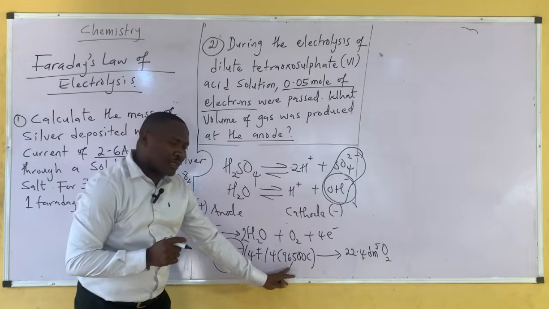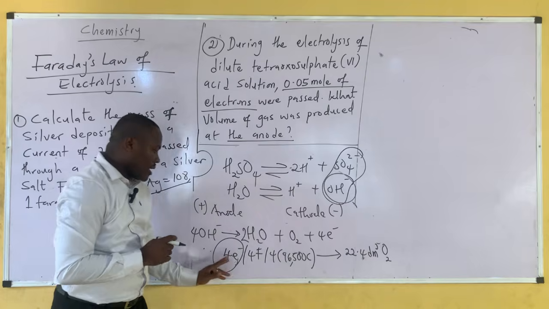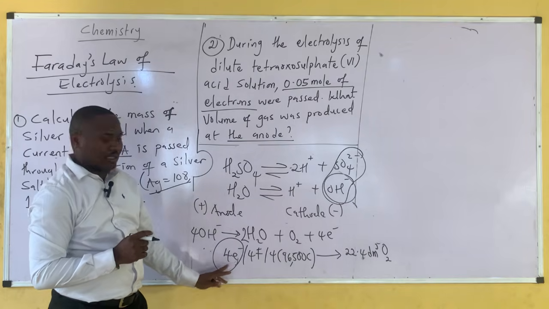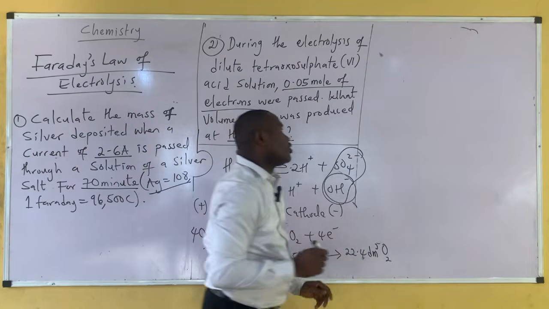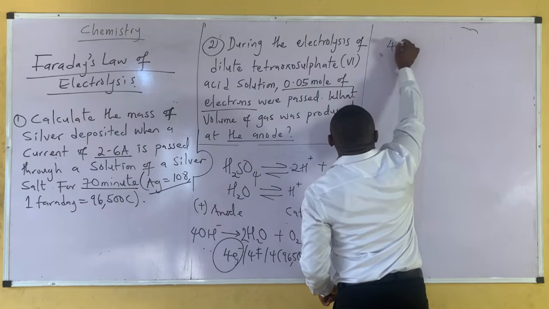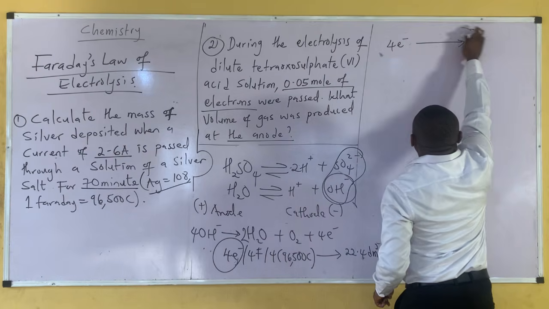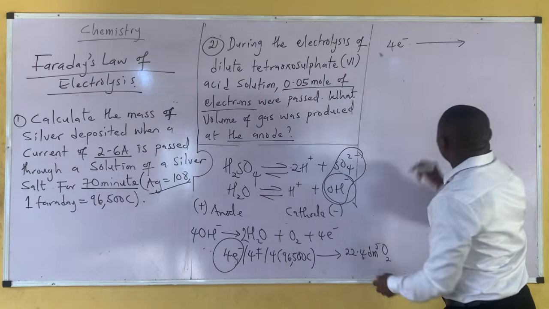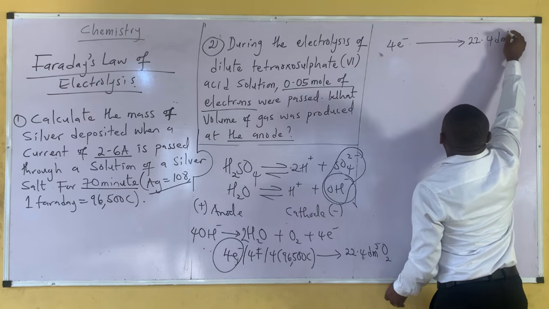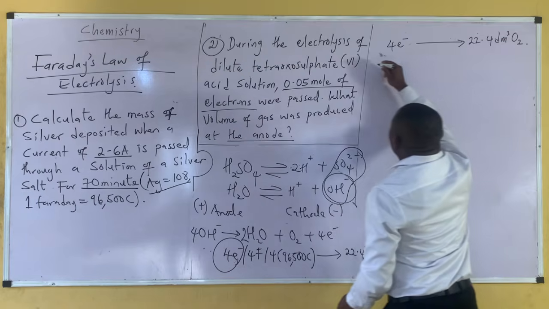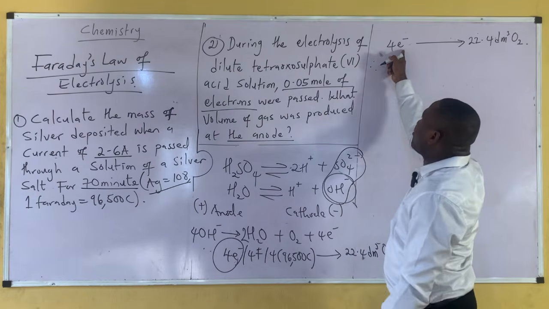I will not be solving with 96500. Why? Because my question is being asked in the form of electrons. So now this against volume. So what do I have? I have 4 electrons gave 22.4 dm³ of oxygen gas. Therefore, this is 4 moles of electrons.